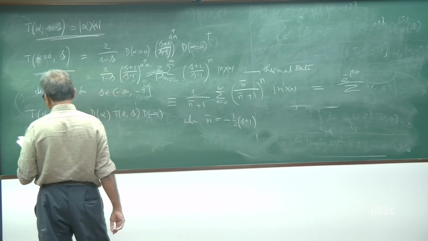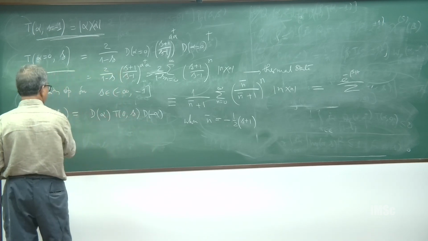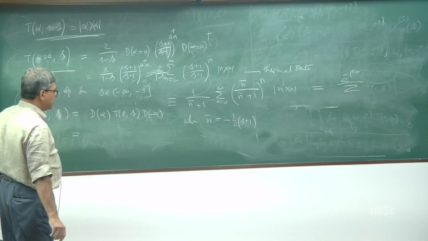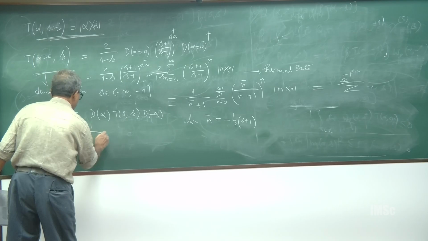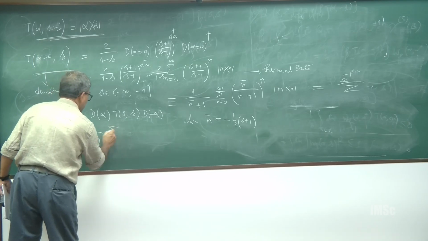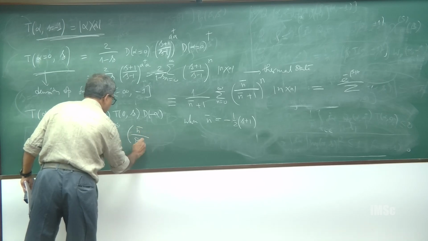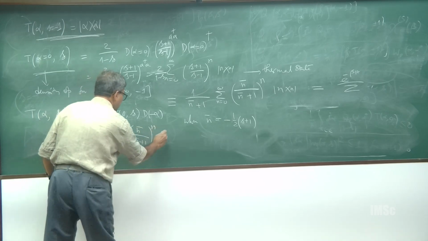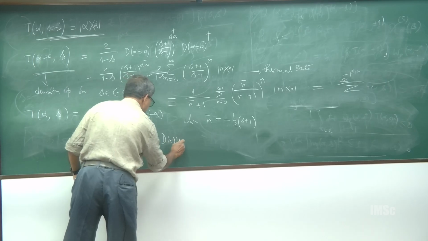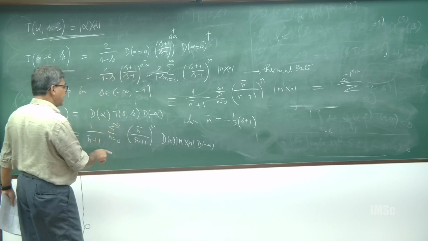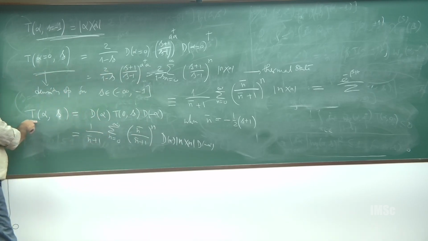And then you can write in terms of what will be the eigenvalues, eigenvectors, etc. So, basically you see that this is 1 upon n bar plus 1, sum n equal to 0 to infinity, n bar by n bar plus 1 whole to the power n, D of alpha, n, n, D of minus alpha. So, this you can say is the displaced thermal state.